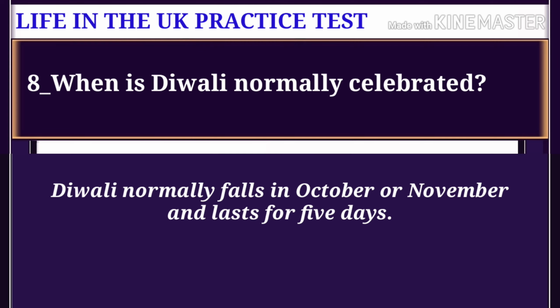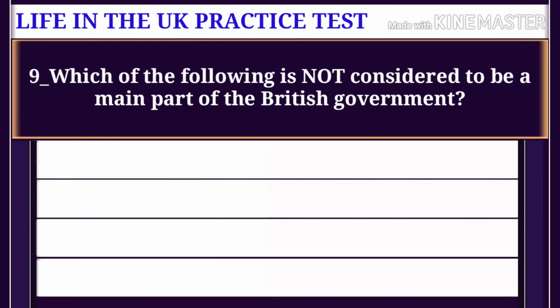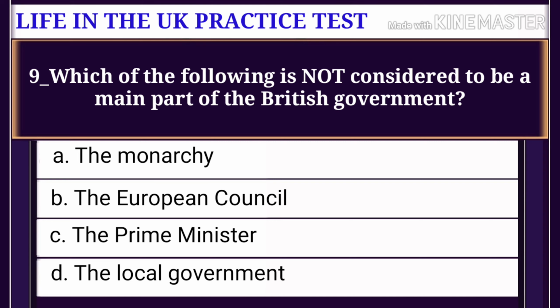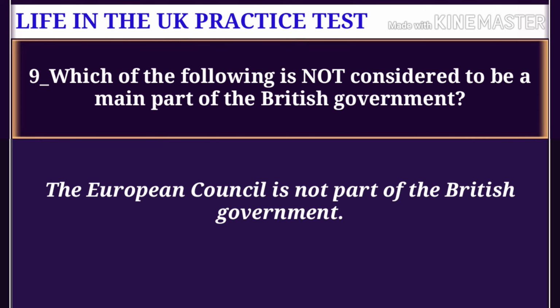Life in the UK practice test. Question 9 of 24. Which of the following is not considered to be a main part of the British government? A. The monarchy. B. The European Council. C. The Prime Minister. D. The local government. The correct answer is B. The European Council is not part of the British government.